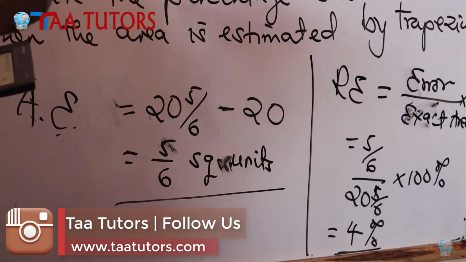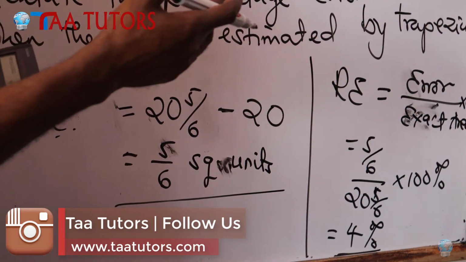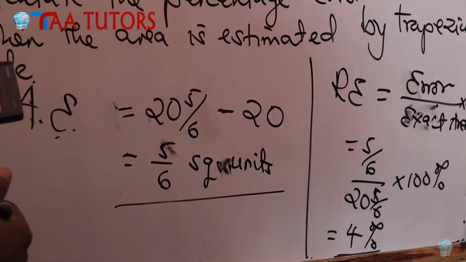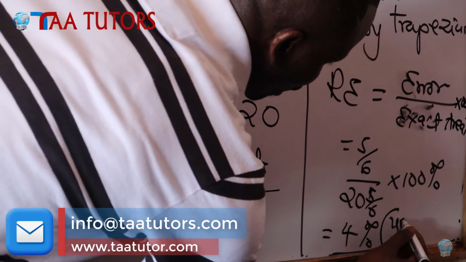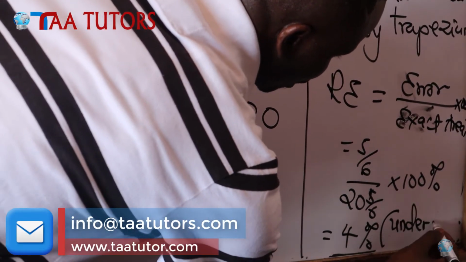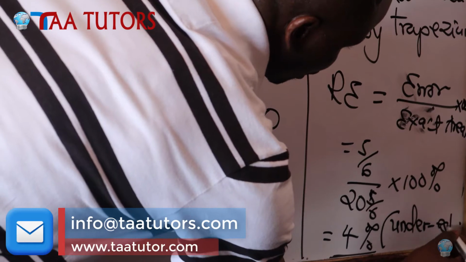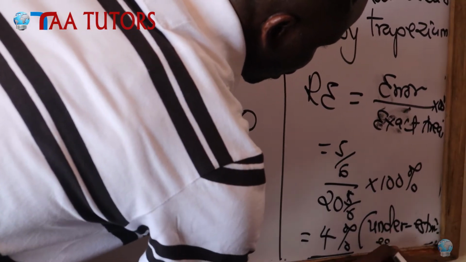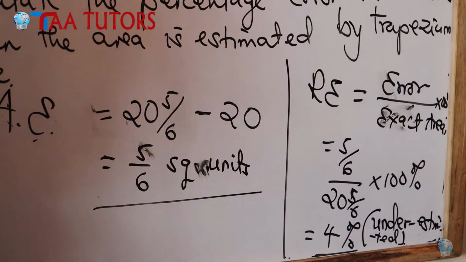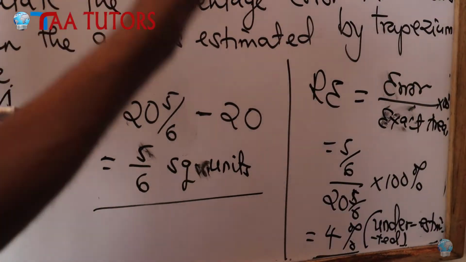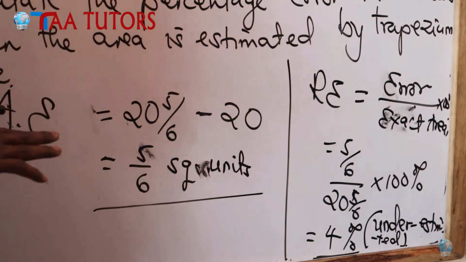And we know that it is not overestimated by 4%, it is underestimated. So we can say that this one is underestimated by 4%. It could also be overestimated by 4%, but in this case it's underestimated by that percent.